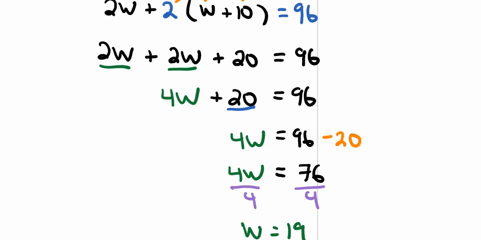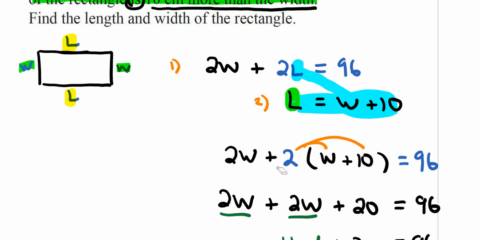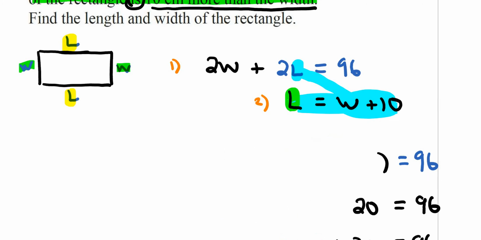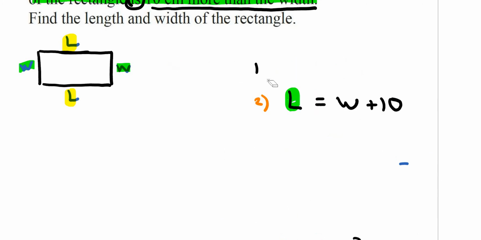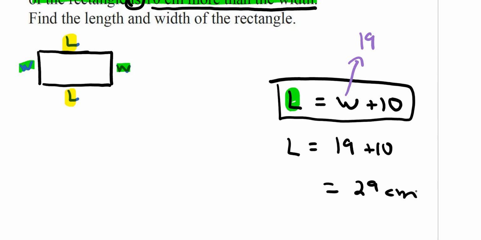Okay, and then after that, you can just go back to probably the first equation here. Actually, the second equation is a little bit easier here. You can use the first equation or the second equation, but it doesn't matter. We know that L is W plus 10, and we just found out that the width was 19, right? So in order to find the length, it's going to be 19 plus 10, which is going to be 29 centimeters. All right, so the length is 29 centimeters and the width is 19.